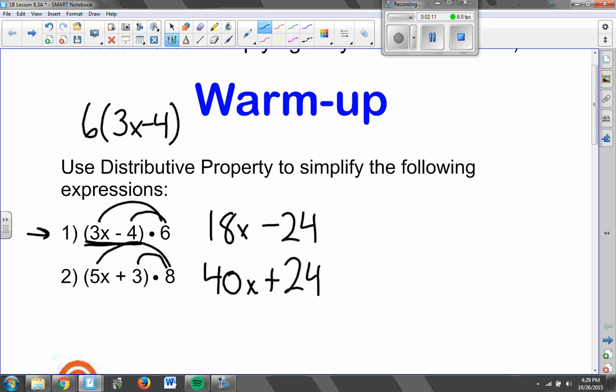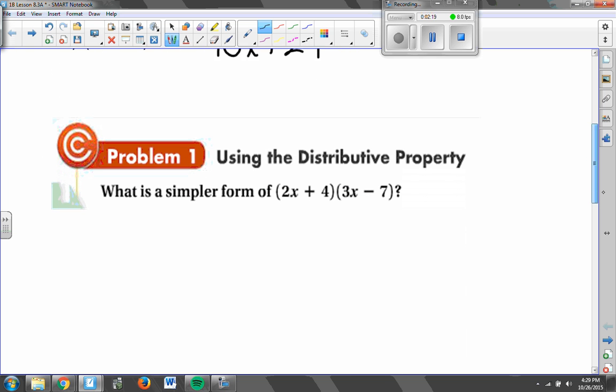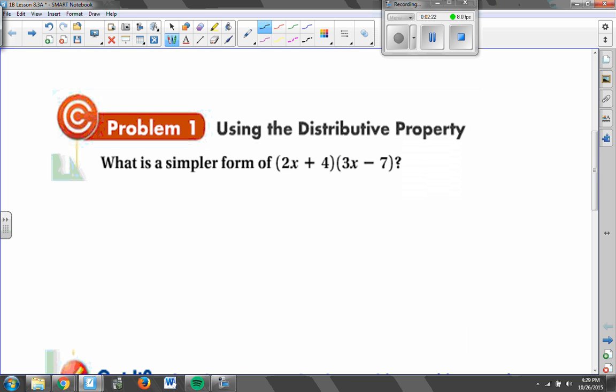We're going to use a process similar to that, just slightly more complicated, to now multiply two binomials, or two polynomials with two terms each. So we're asked to find a simpler form, or simplify, essentially, 2x plus 4 times 3x minus 7, both of those in parentheses. Now, step 1, just like we did in the warm-up, is to take each piece in here and multiply it by this term here, this 3x. Okay? So I'm going to do that now.